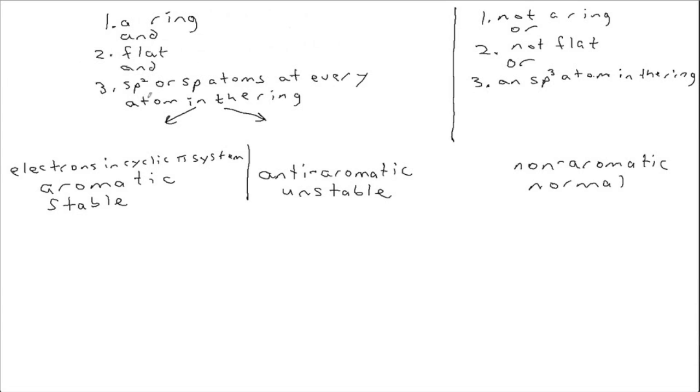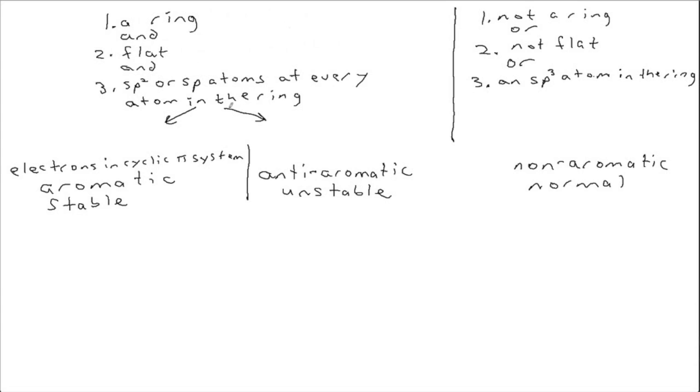Before I forget, I meant to mention, what's the fancy name for Rule 3? sp2 or sp atoms at every atom in the ring, that's called completely conjugated. So in class, your instructor probably said that the molecule has to be completely conjugated. But the easier way to check for that is just to check the hybridization. So when your instructor says that the ring has to be completely conjugated, what they mean is sp2 or sp atoms at every atom in the ring. So I'll write it down in the way that's more useful for solving problems. But in class, this is usually called completely conjugated.